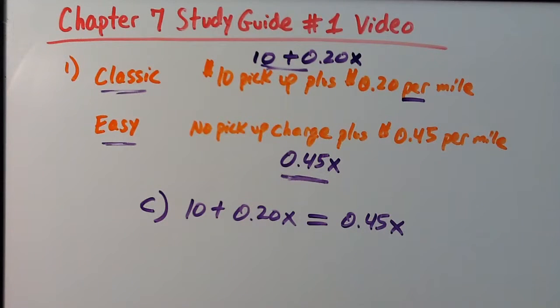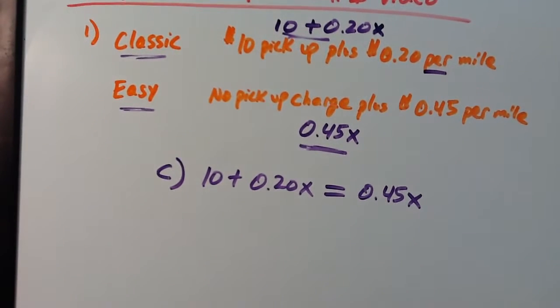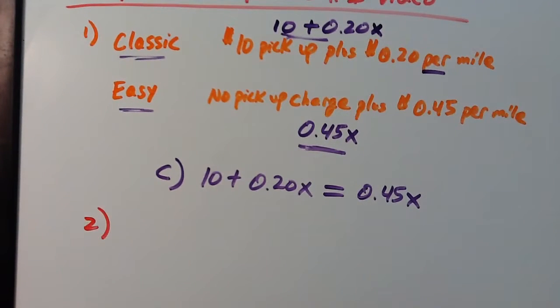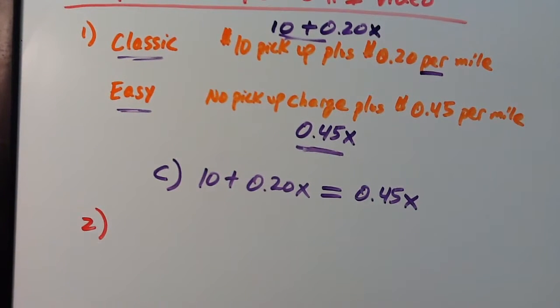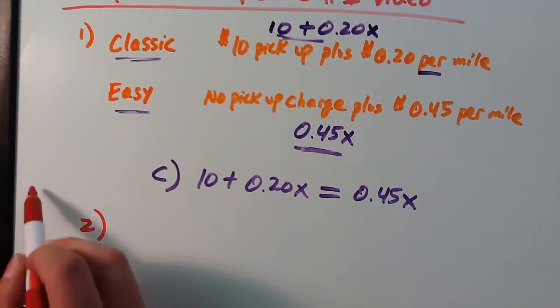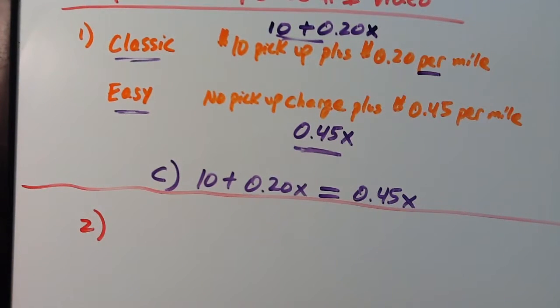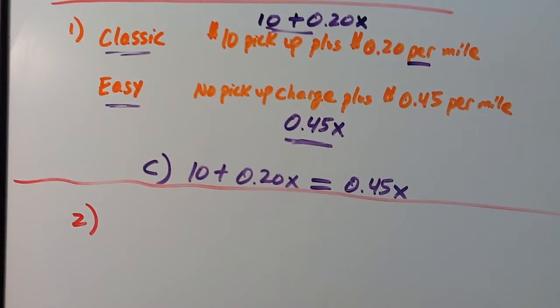Okay, number 2. Number 2 says a painter charges a flat fee of $100 plus $22 an hour. A second painter charges a flat fee of $70 plus $25 an hour. After how many hours is the charge for the two painters the same? So we want to know, first off, the first painter, what does he charge? Well, he charges a flat fee. If you see the words flat fee, that's a one-time charge. So if you hire the painter, you're paying $100 up front.